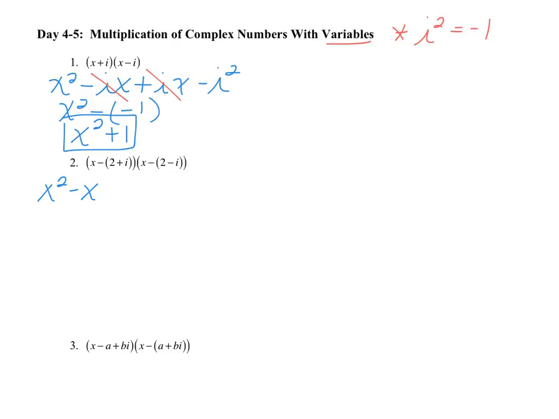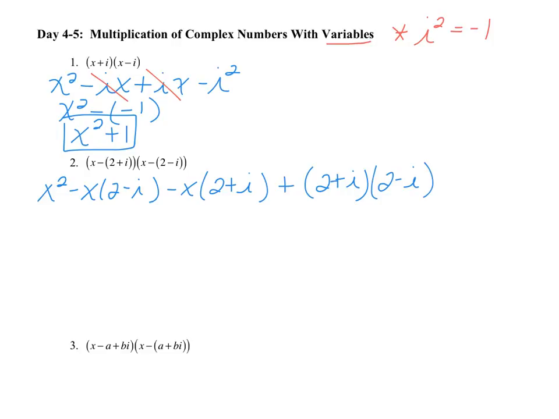All right, so we'll end up with x squared minus x times 2 minus i, minus x times 2 plus i. So I'm just doing double distributive property. Then a negative times a negative is a positive, and I will have 2 plus i times 2 minus i.